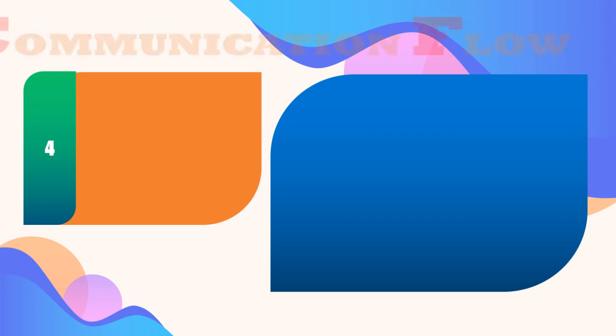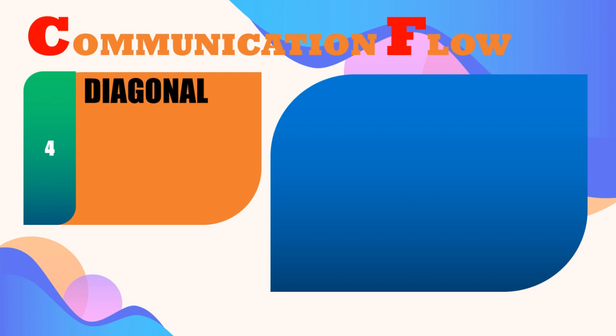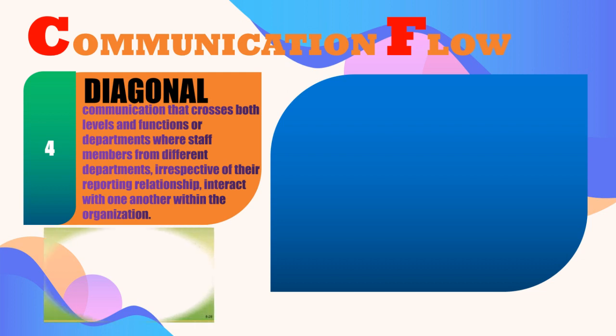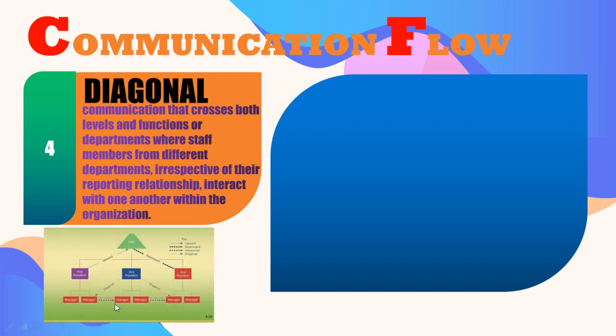Now we have the diagonal communication flow. This is a communication that crosses both levels and functions or departments, where staff members from different departments, irrespective of their reporting relationship, interact with one another within the organization. In the diagram, you could see, guys, this diagonal communication flow. The communication can cross to the different departments.